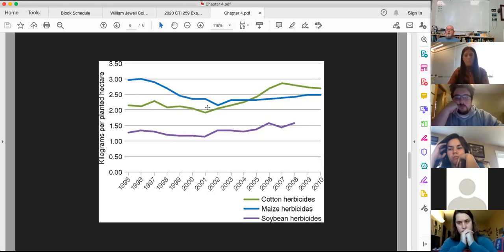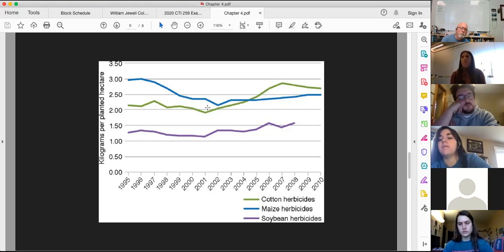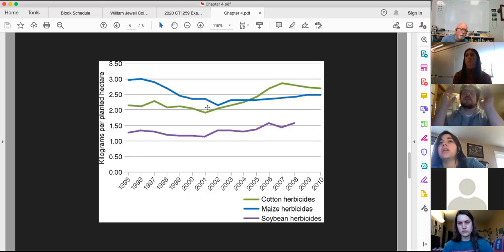I'm not sure what you mean by that. This is the amount of herbicide applied to fields. This isn't anything about yield. What would you expect herbicide application to be after you introduce herbicide resistant crops? You'd expect to use less herbicide. Why would you use less of the herbicide? Because if your plant's already genetically engineered to be herbicide resistant. Protected. Yeah, thank you.